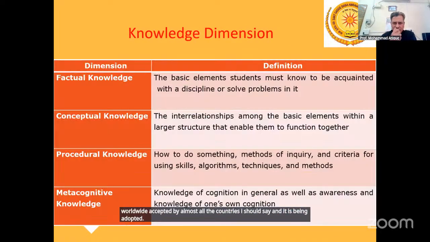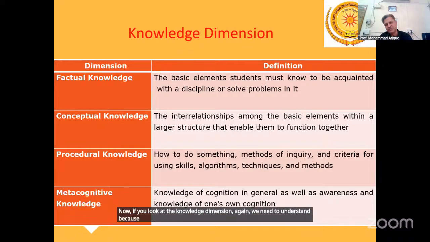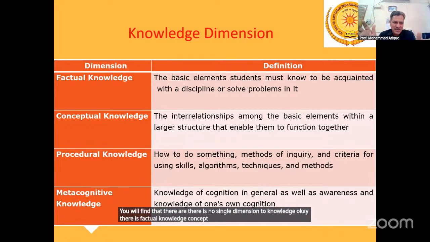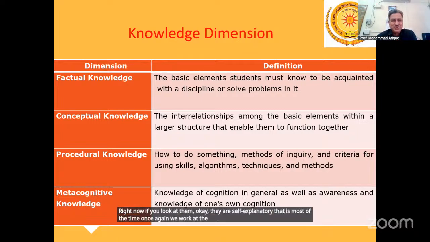Now, if you look at the knowledge dimension, again we need to understand, because we are talking about the lowest level, which is the knowledge level, right? So we need to understand the various dimensions of knowledge. Again, to your surprise, you will find that there is no single dimension to knowledge. There is factual knowledge, conceptual knowledge, procedural knowledge, and metacognitive knowledge, right? Now, if you look at them, they are self-explanatory. Most of the time, once again, we work at the lowest level, that is the factual knowledge level.